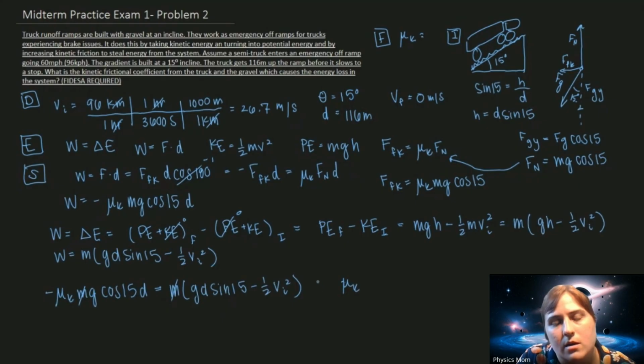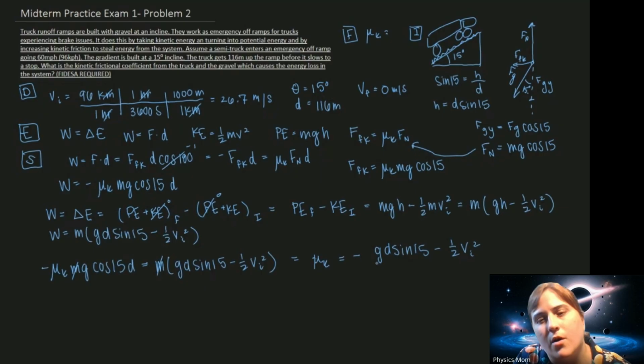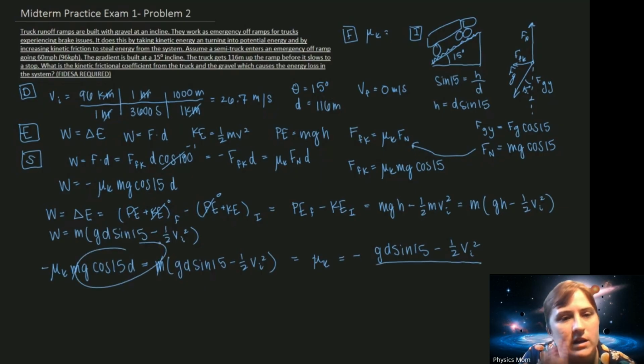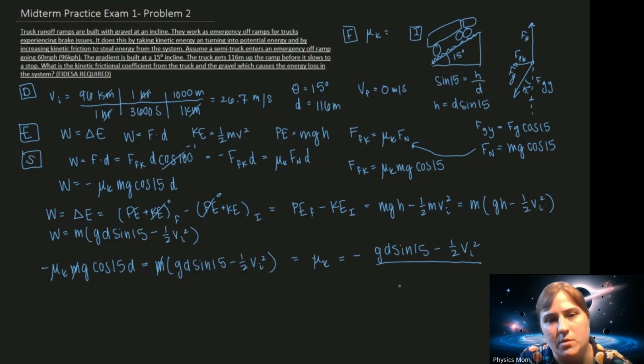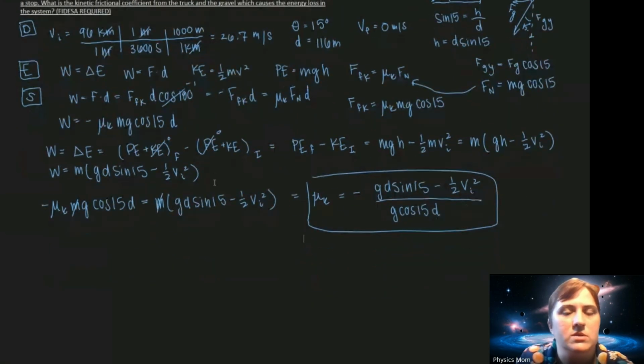So I get mu k is equal to, we can distribute this negative. This negative is mainly direction based. Frictional coefficient is always going to be positive, but let's keep it for now. It's going to have this gravity, distance, sine 15 minus 1/2 v initial squared, all over, I'm just essentially dividing all of those to the other side, gravity cosine 15 times the distance. Now, could I simplify it a bit further? Sure, but it's sufficient as it is there. Let's scroll down just a little bit and plug in our numbers to the last part of this.